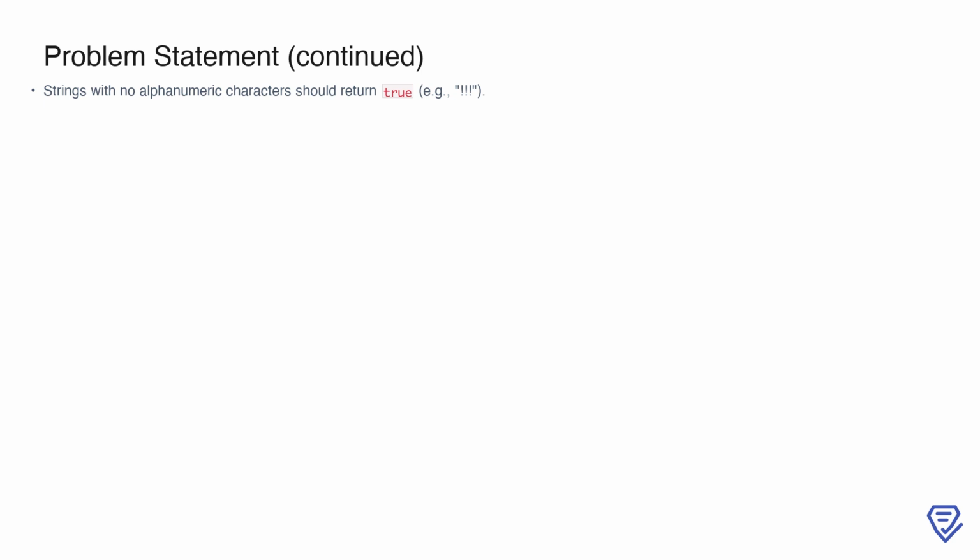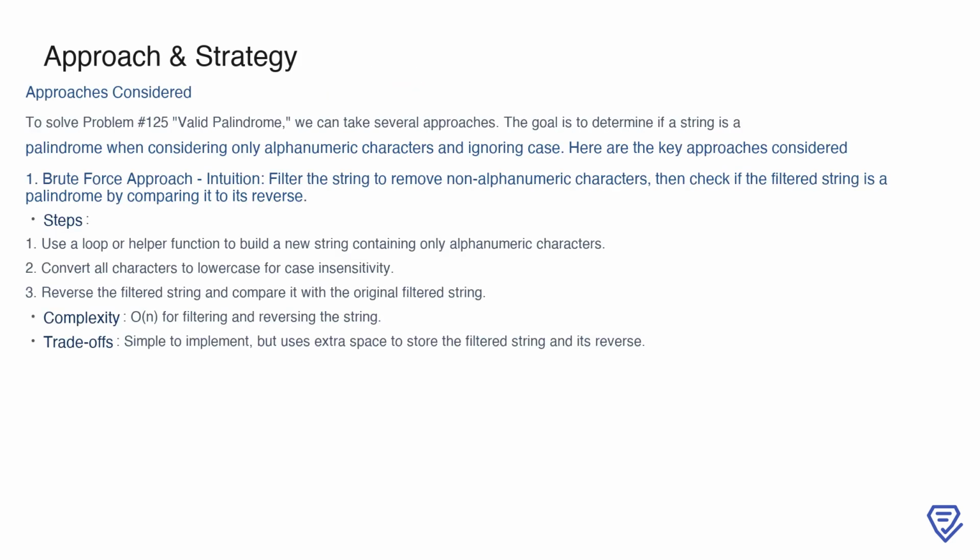Finally, let's address a specific edge case, strings with no alphanumeric characters. For instance, if the input string contains only symbols, the pre-processing step would result in an empty string. Since an empty string is considered a palindrome by definition, the output in such cases would be true. This ensures that the solution comprehensively handles all possible edge cases, including strings with varying characters, mixed cases, or no alphanumeric content at all.